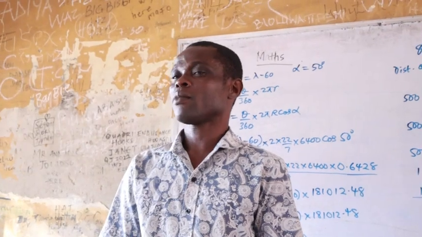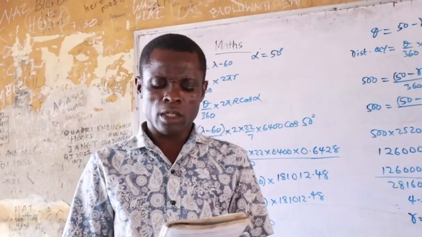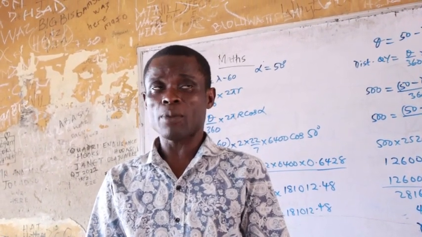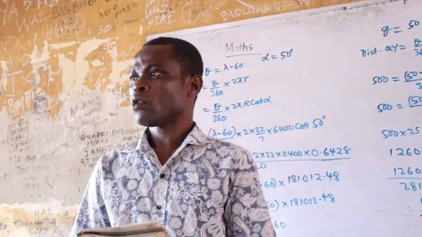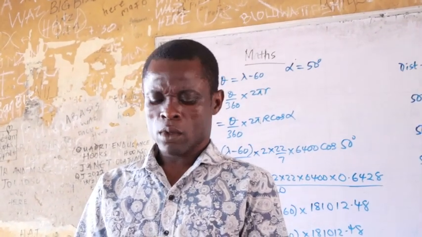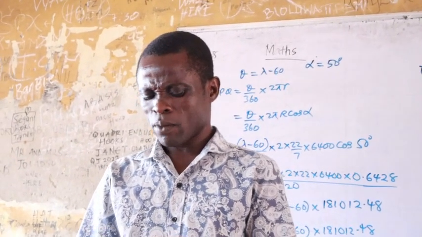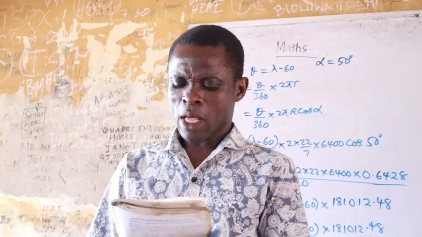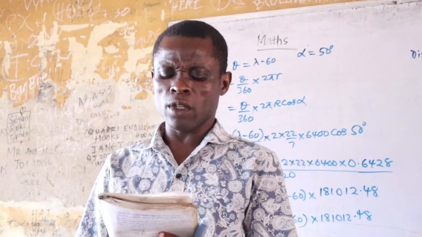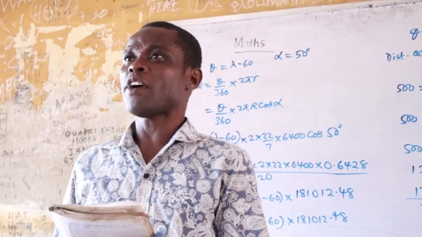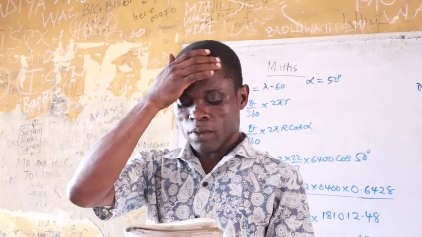Example 2. Two points P and Q on latitude 40 degrees south are on longitude 15 degrees west and 45 degrees west respectively.